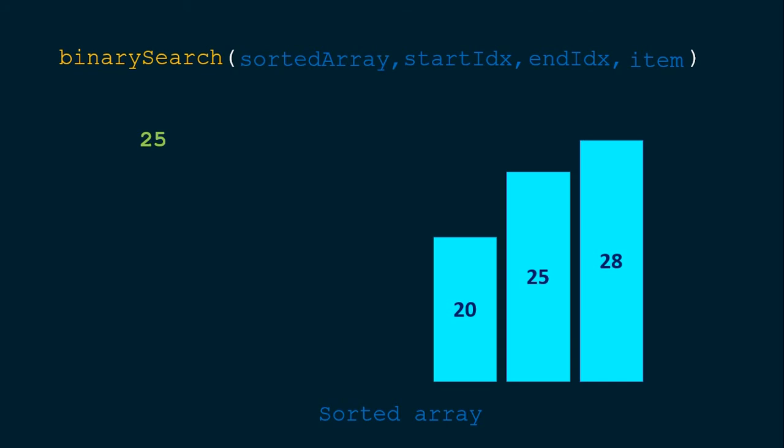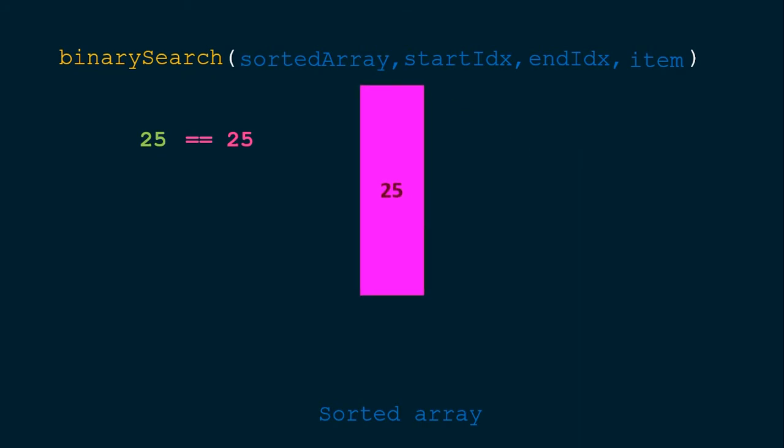Now, do the same process. Check for the middle element. If it is the item we are searching for, then we can just return the index.